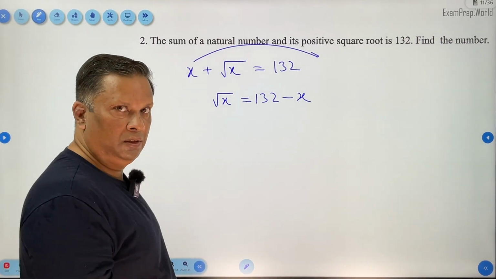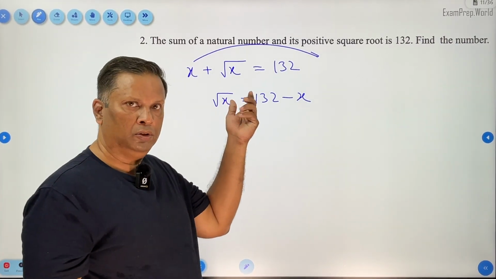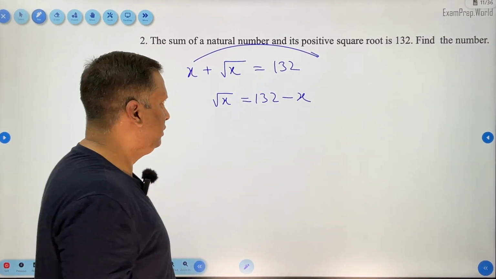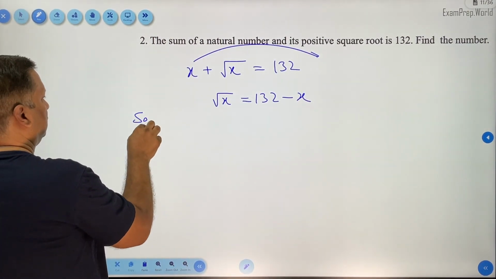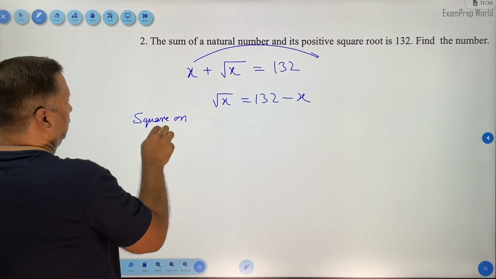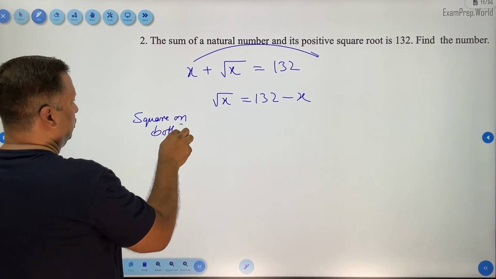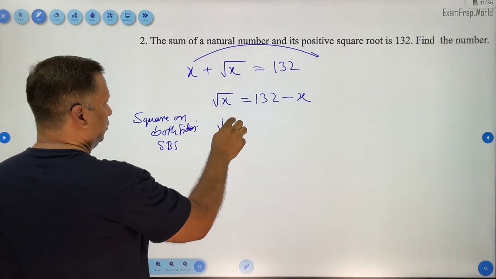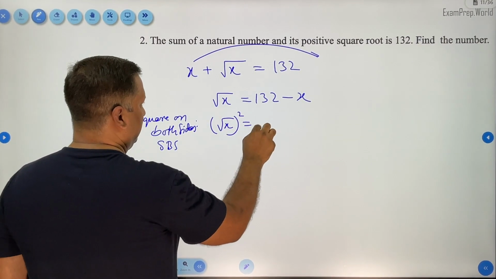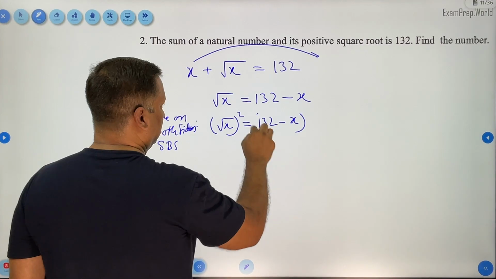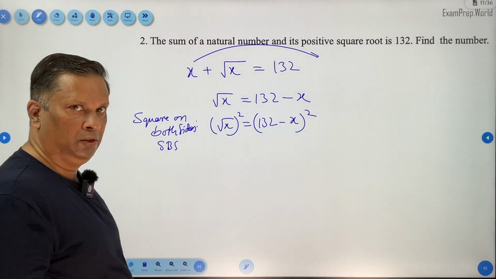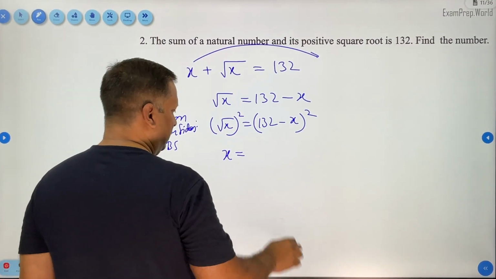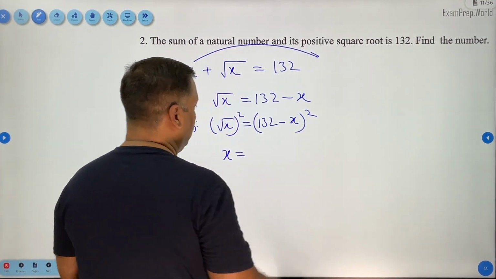Okay. Now how to get rid of this square root? Square on both the sides. We call it SBS, square on both the sides. So root x whole square equals 132 minus x whole square. Do you see that we are getting rid of this root? Root x whole square becomes x, and what is 132 whole square?